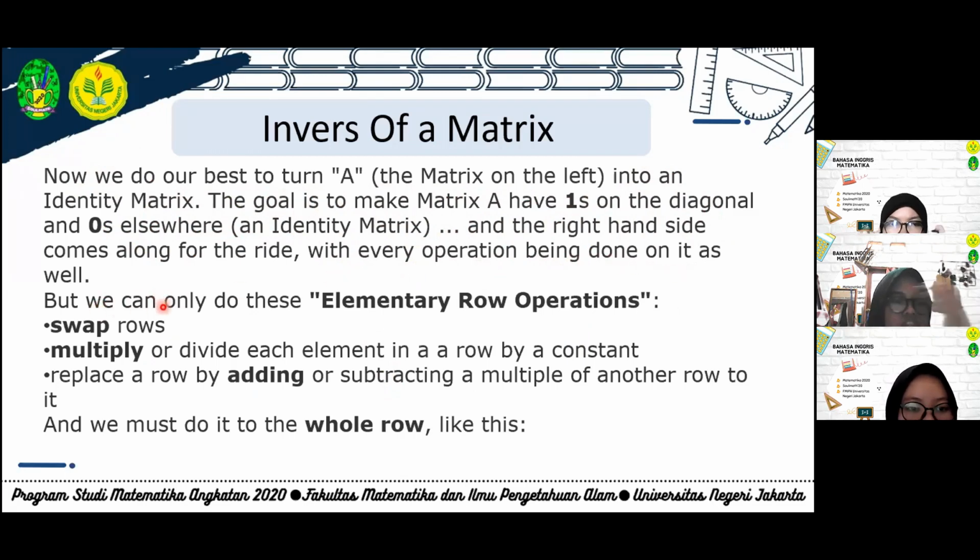But we can only do these elementary row operations: swap rows, multiply or divide each element in a row by a constant, replace a row by adding or subtracting a multiple of another row to it, and we must do it to the whole row, like this.